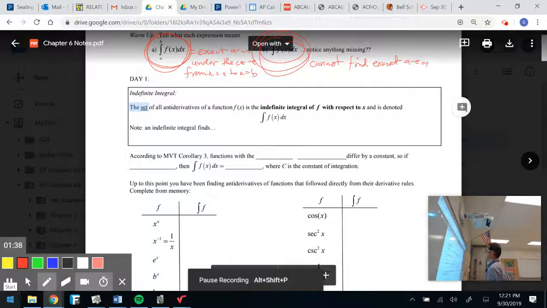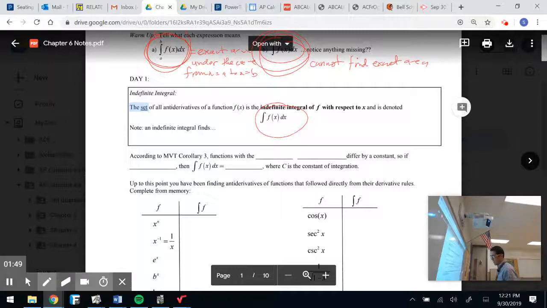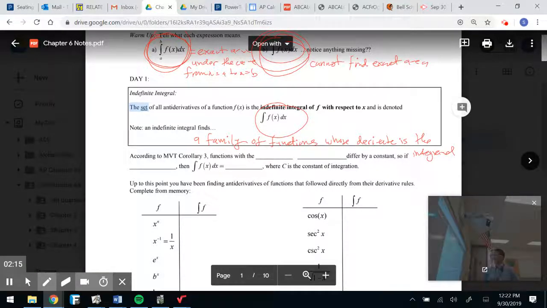Indefinite integral: the set of all antiderivatives of a function is the indefinite integral of f with respect to x and is denoted by the following. Note, an indefinite integral finds a family of functions, which you're going to get really into when you look at the 6.1 video, whose derivative is the integrand. That's how we get the words derivative and antiderivative.